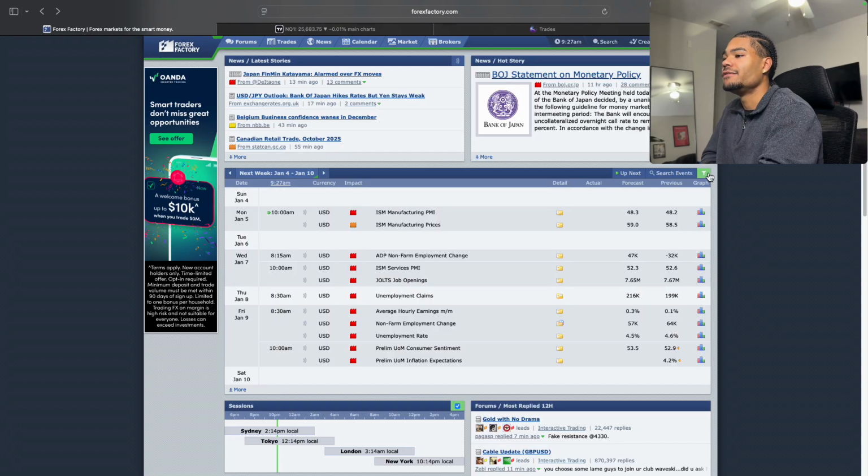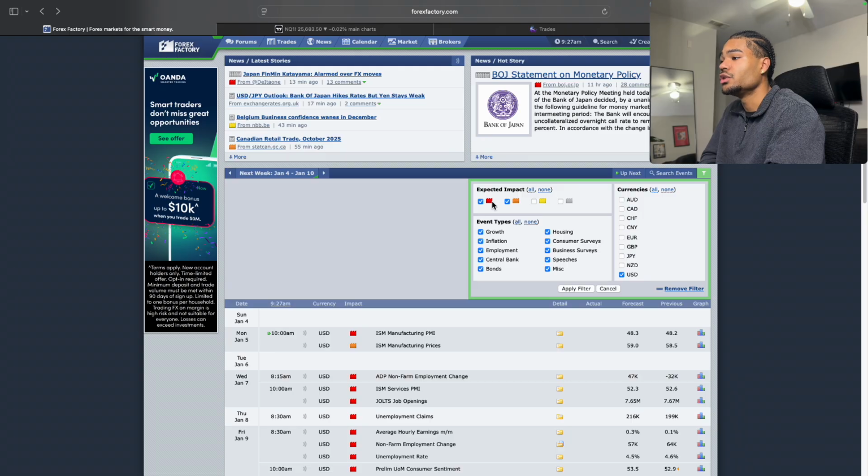I have my filters right here. I will show you guys. I have red and orange folders highlighted because these are the highest drivers for the market. Yellow and gray don't really do too much. Honestly, they don't really affect the market too much. Sometimes they may. Even the orange folder is not crazy, but I keep these two main ones highlighted because the rest really don't matter.